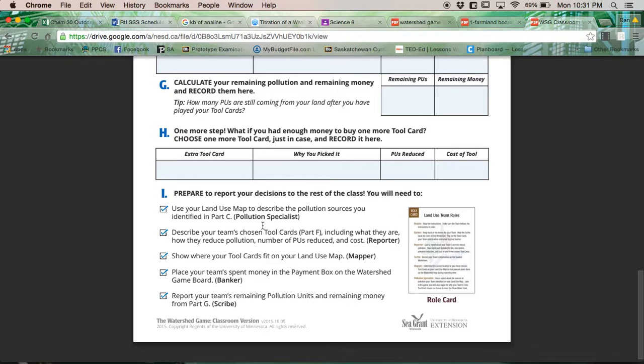So again, this part is the formative assessment. What you are going to be assessed on is your ability to look at the sources of pollution and the ability to explain why you chose to do what you did. So what is the impact of your tool cards? How does it help reduce the pollution? And why is that important?